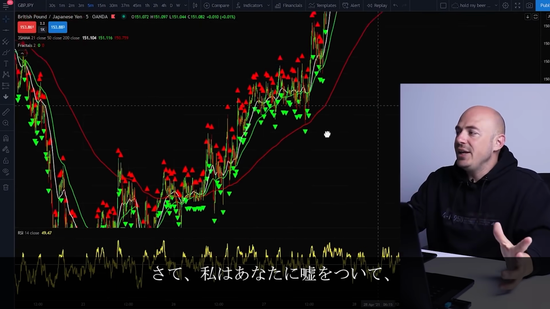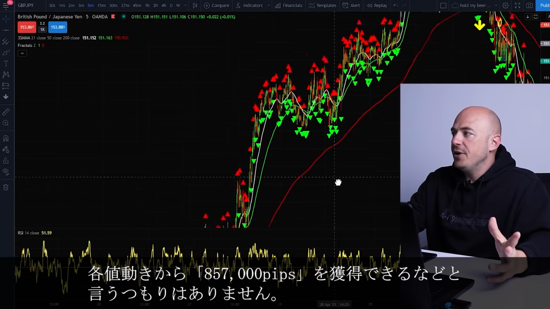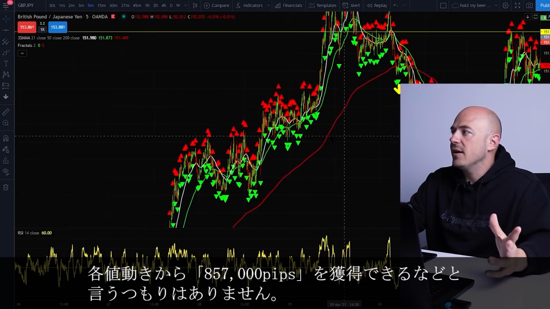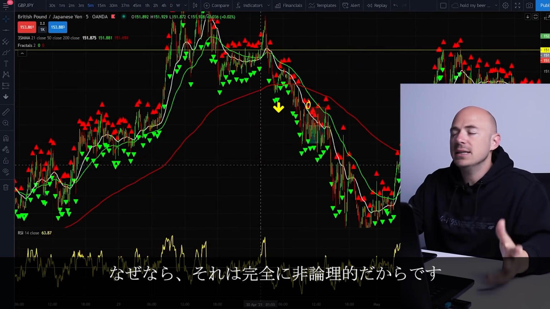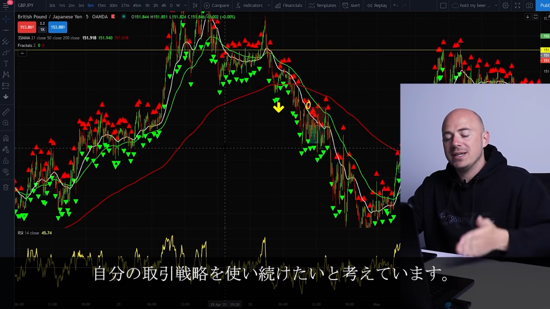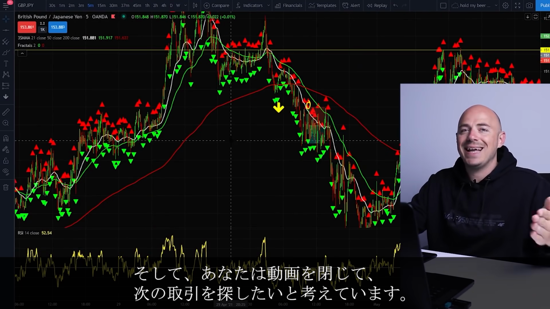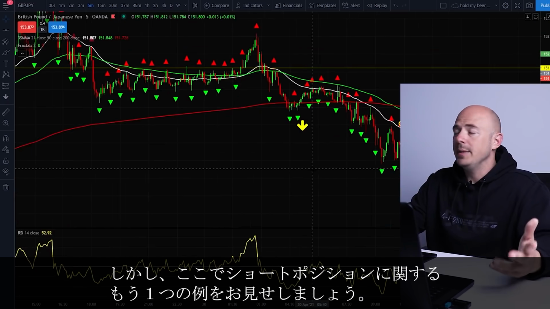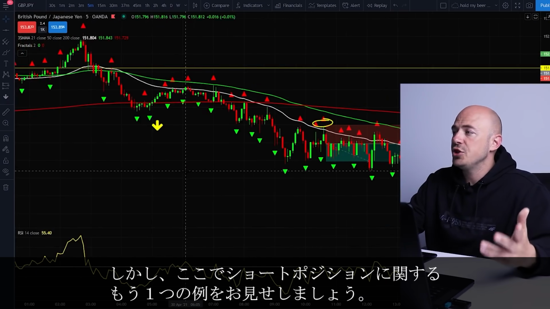Honestly, any normal person would have gotten out here. Now, I'm not going to lie to you and say that you can get 857,000 pips out of each move because that's completely illogical. You want to get your profits, you want to stick with your trading strategy, and you want to get out and look for your next trade. But let me show you one more example on the short position.